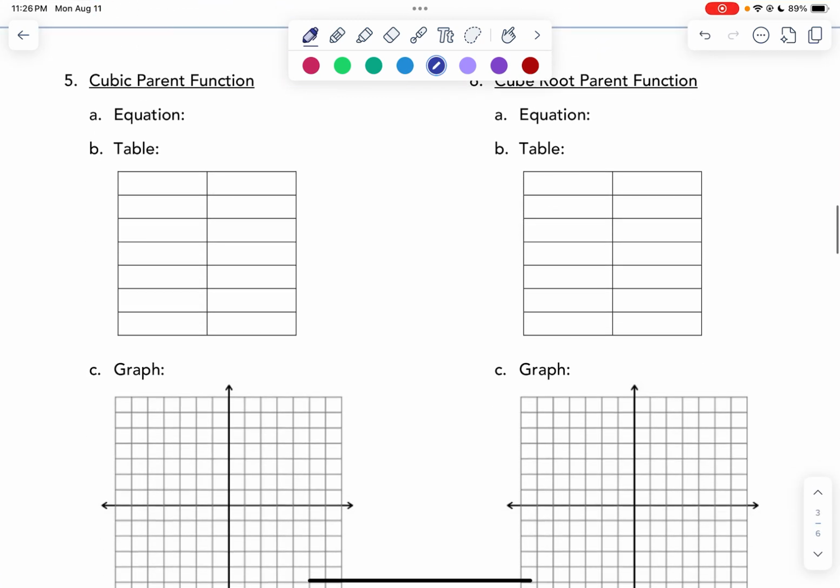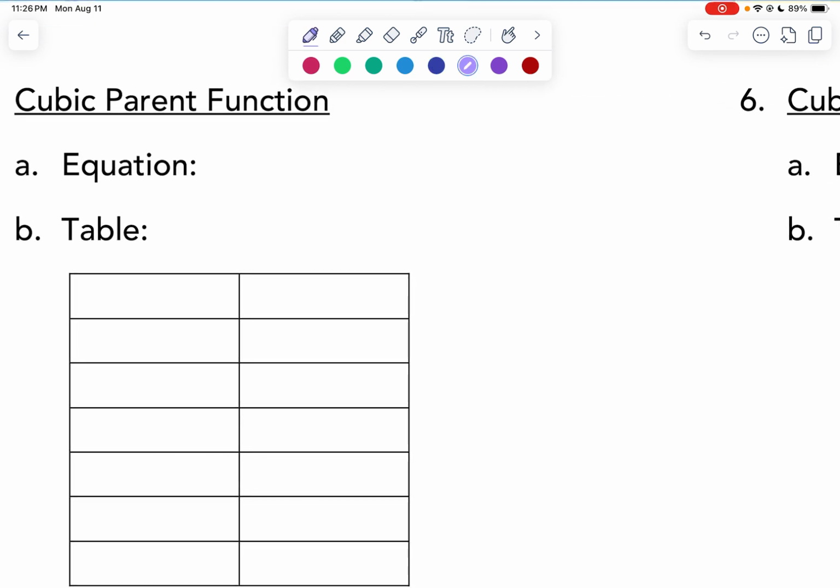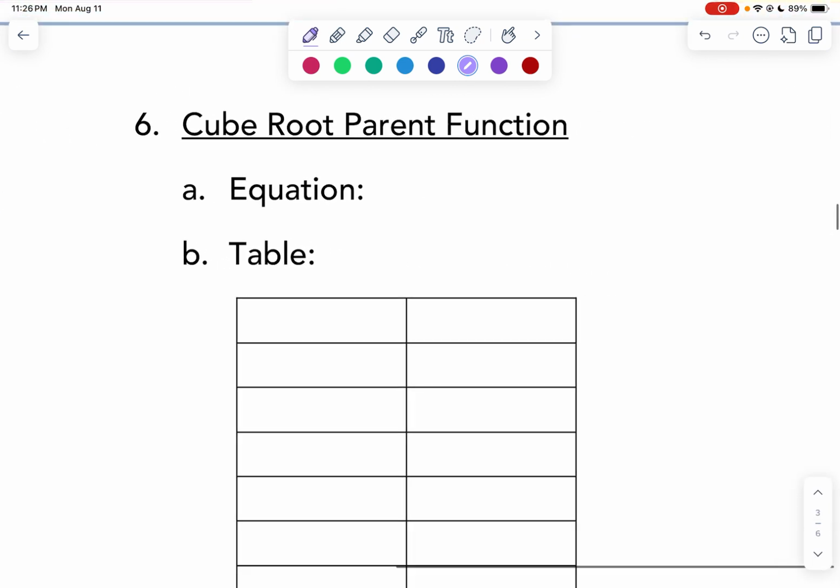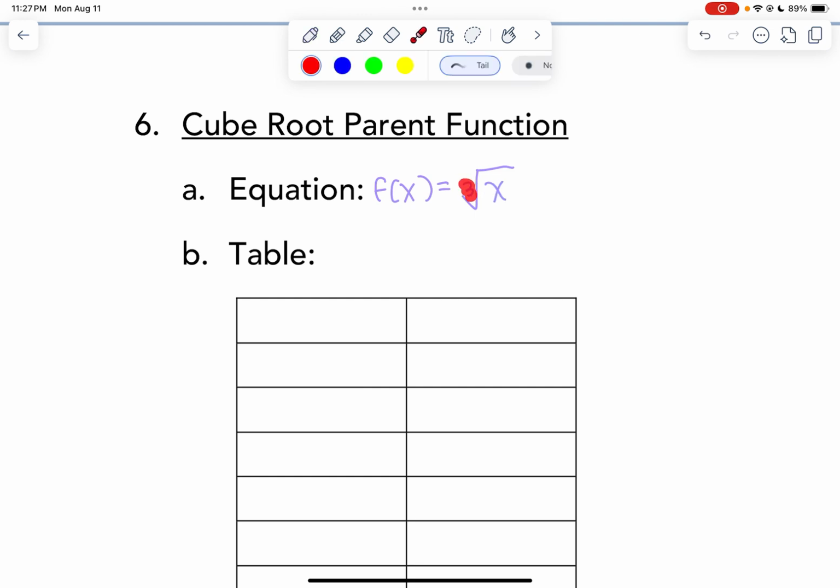Now we're on to our cubic parent function. The cubic parent function is f of x equals x cubed. And in a moment, we're going to get to the inverse of that one, which would be the cubic root, or known as the cube root. Notice that I put that 3 really small in that little corner. It's not 3 times the square root, it's a cubic root.